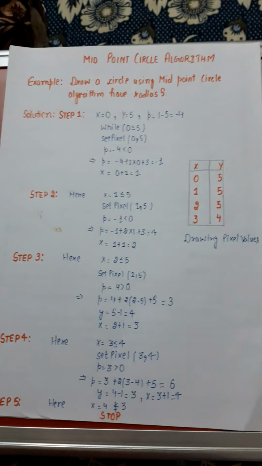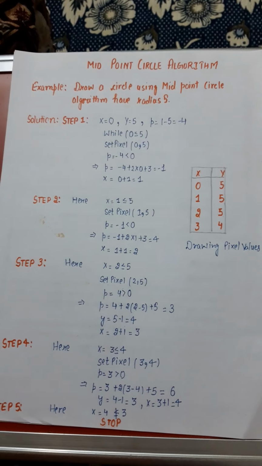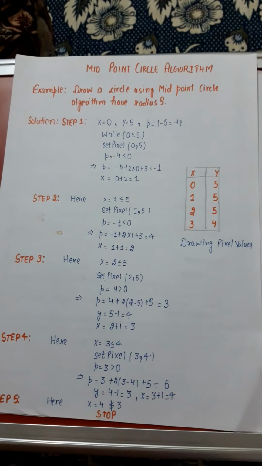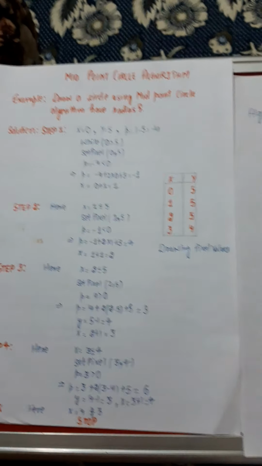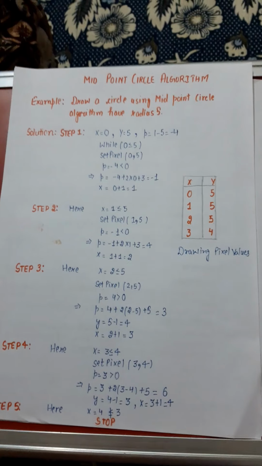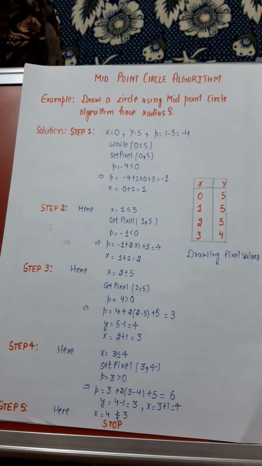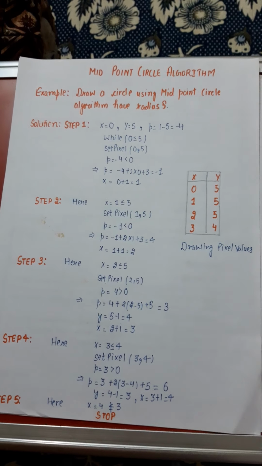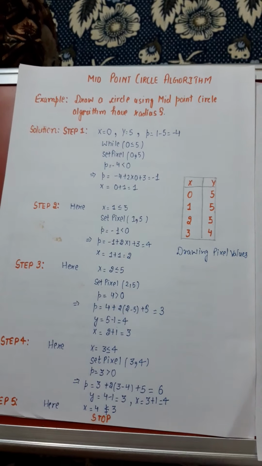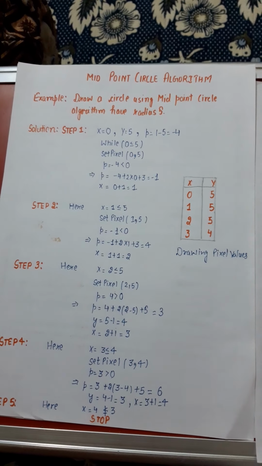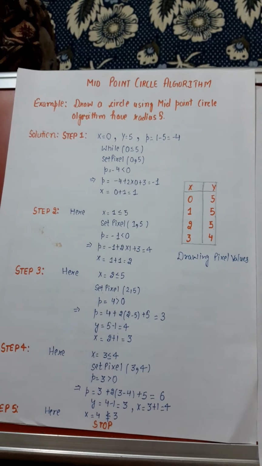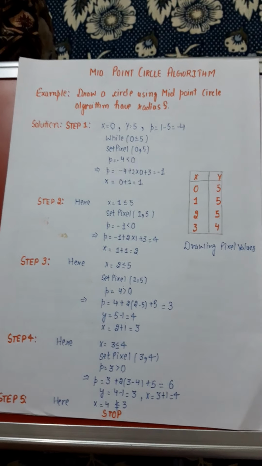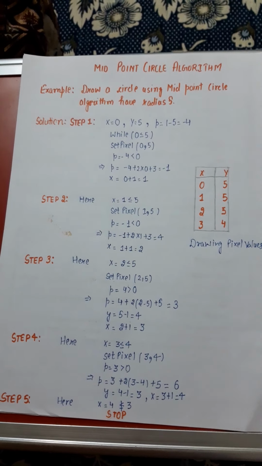In step 3, x equals 2, which is less than 5. We set the pixel 2 comma 5. Then we see the value of parameter p. It is 4, greater than 0, and we know that when the decision parameter is greater than 0, p is given by p plus twice of x minus y plus 5. So p here is 4 plus twice of x, which is 2, minus y, which is 5, plus 5. So it comes out as 3. And since the decision parameter is greater than 0, we decrement the value of y by 1, so it comes out as 4. And we increment the value of x, that comes out as 2 plus 1, 3.